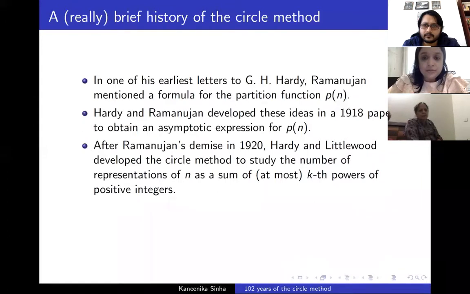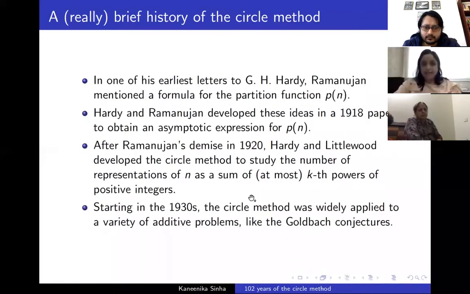This is to study the number of representations of n as a sum of at most kth powers of positive integers. So k is a fixed integer. Let's say k is equal to 2. How many ways can you represent n as a sum of squares? If you take k to be equal to 3, in how many ways? First of all, can you actually represent all numbers n as a sum of a bounded number of cubes? And if yes, how many ways are there of doing so? These are some of the questions which we will state precisely in at least 2 different ways in this talk.